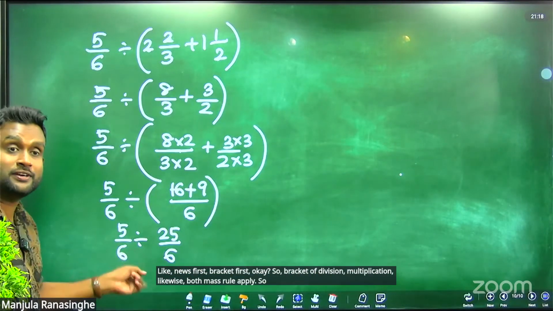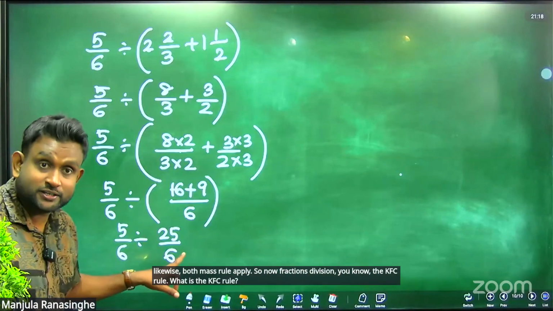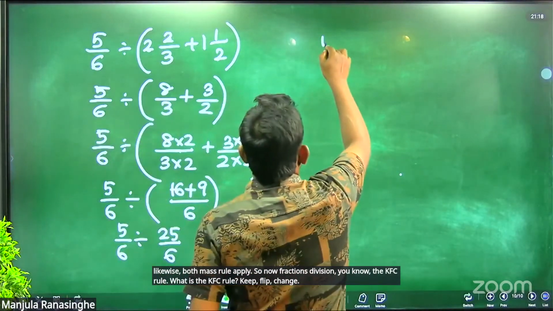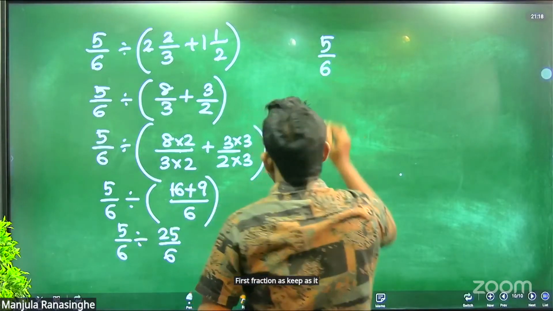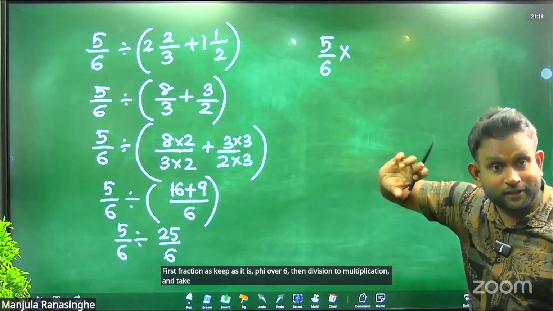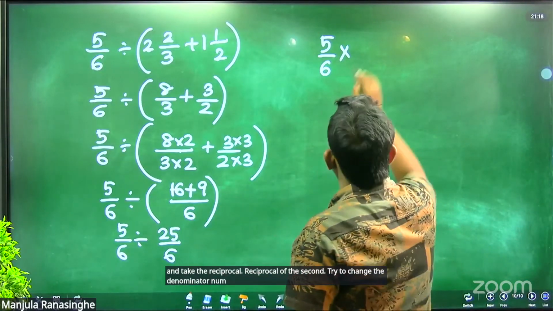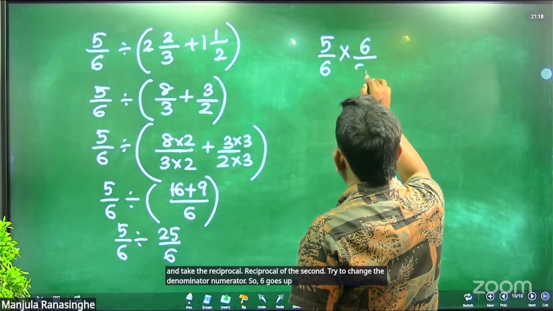So now fractions division, you know the KFC rule. What is the KFC rule? Keep, flip, change. The first fraction, keep as it is, 5 over 6. Then change division to multiplication and take the reciprocal of the second. Right, change the denominator and numerator. So 6 goes up and 25 goes down.